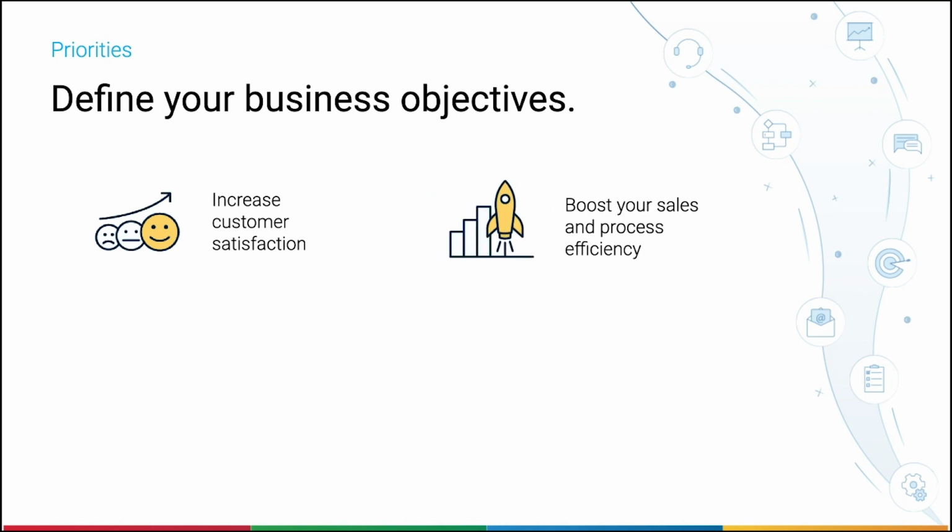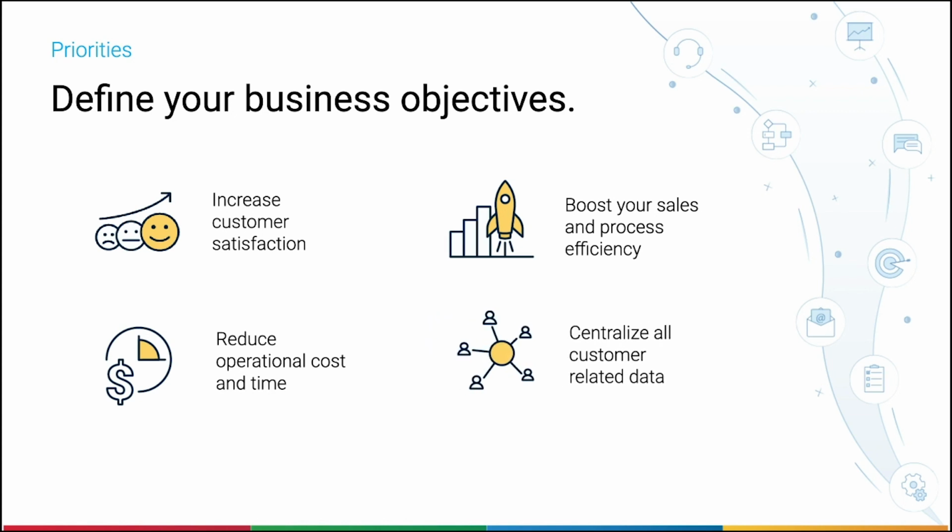Boost your sales and process efficiency by identifying and eliminating loopholes in the sales process. These efforts can lead to an increase in sales conversions. Reduce operational cost and time by effectively automating repeat processes and actions and managing clean CRM data in the cloud. Centralize all customer-related data and avoid functioning in silos. Customers' data is not just the phone numbers and email addresses, but also their email communications, social presence, and the support requests raised by them. Among other goals and priorities, you could have client retention, customer experience tracking, and cross-selling.